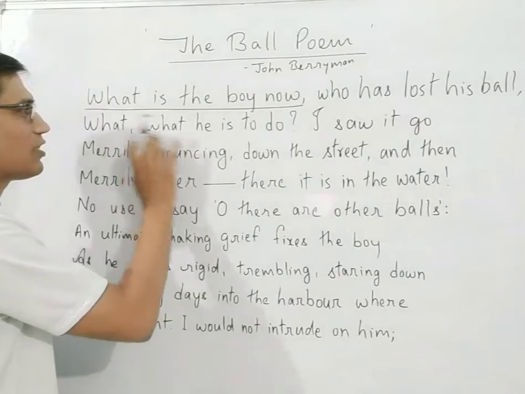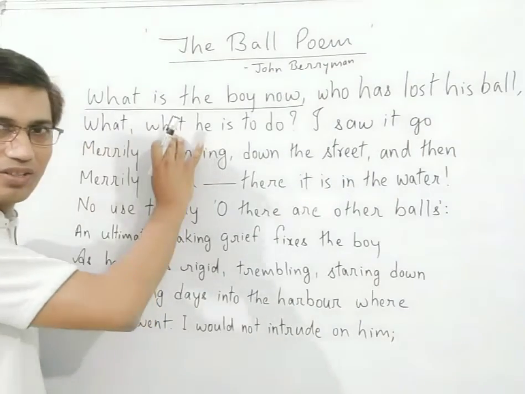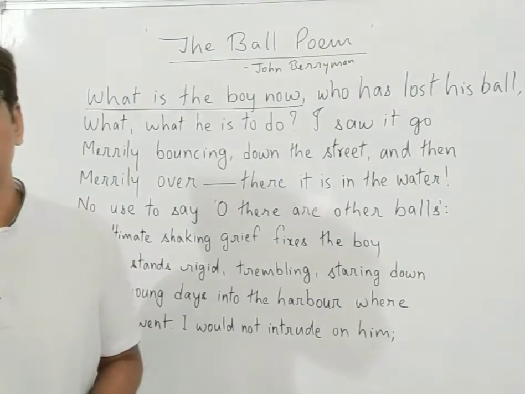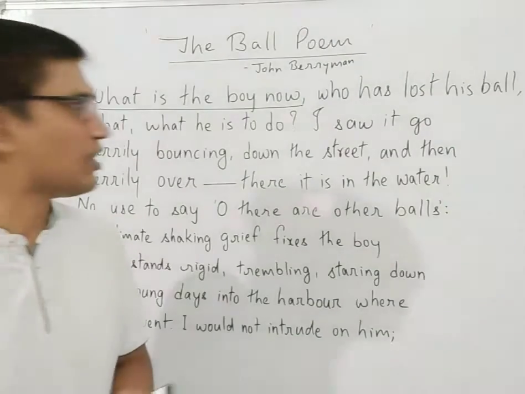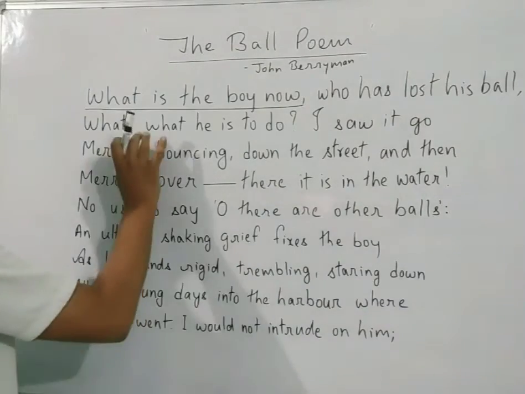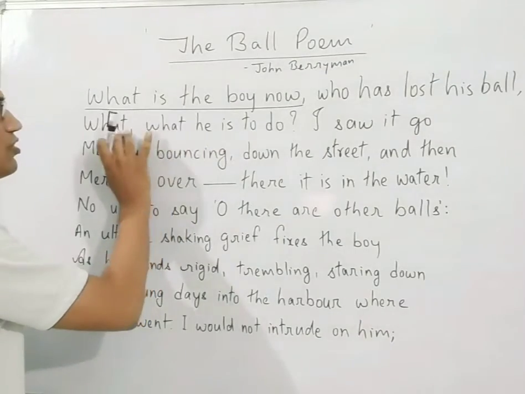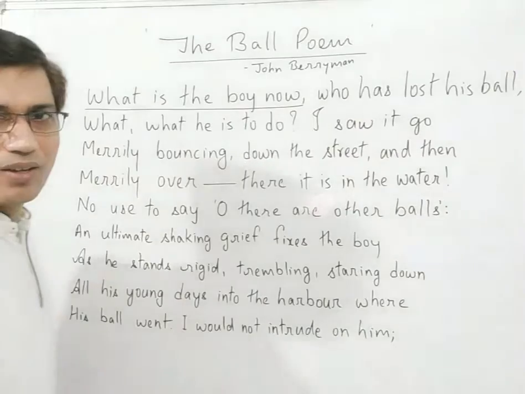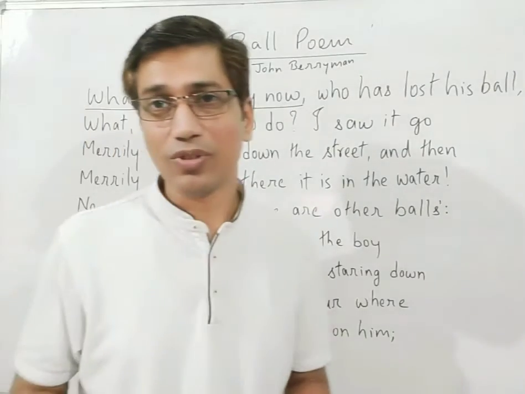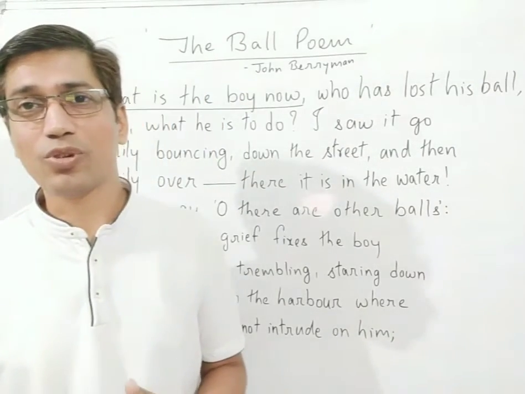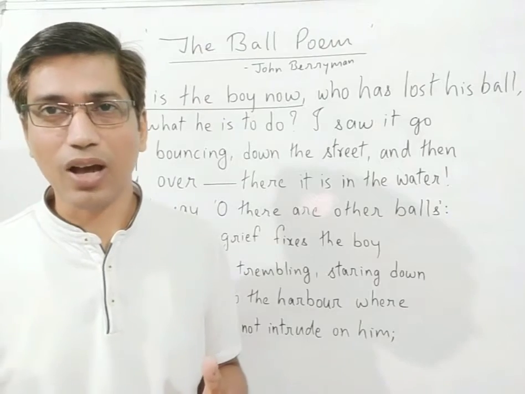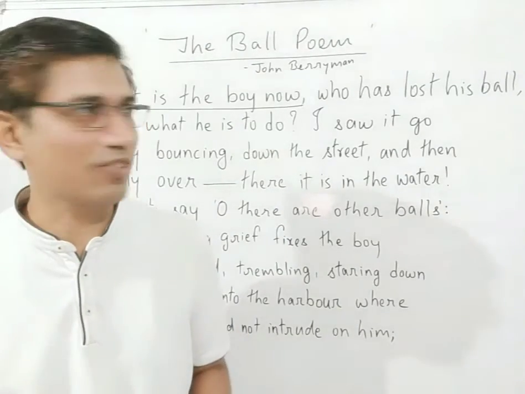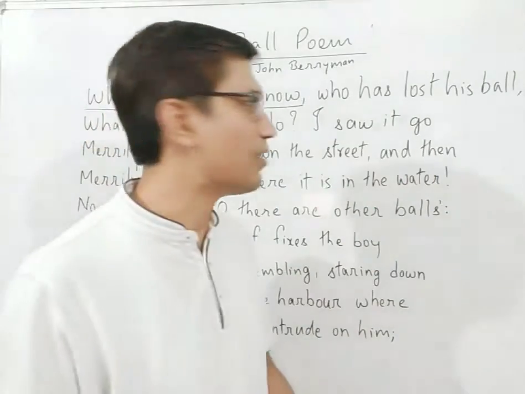Here the poet has used repetition, because we do have to comment upon the figures of speech used in the poem, and we see that in this very second line the poet has used repetition: what he is to do. And the poet is curious about it. He wants to know what the boy will do now, how he will face the situation, how he will cope up with the loss. Now let us read it ahead.